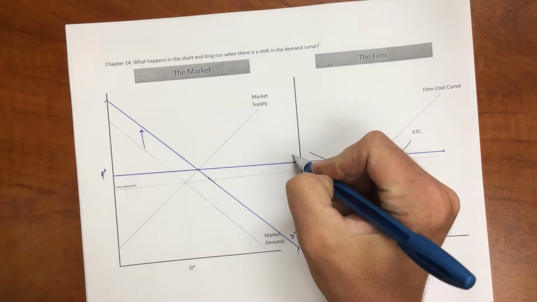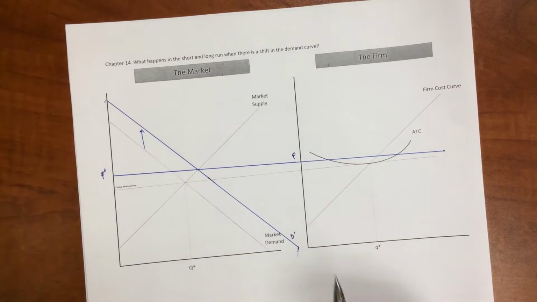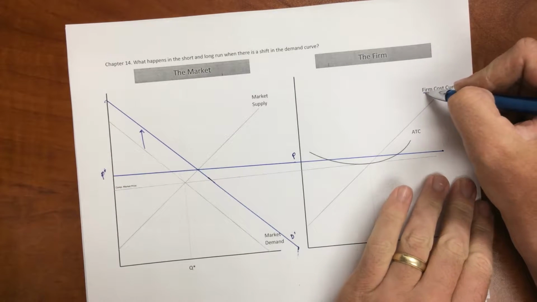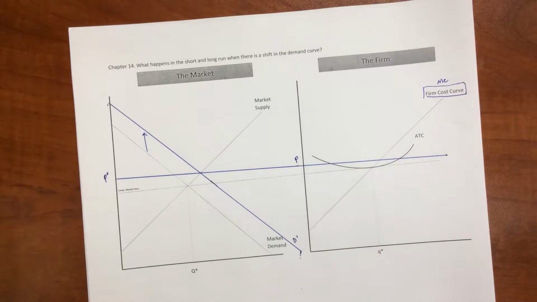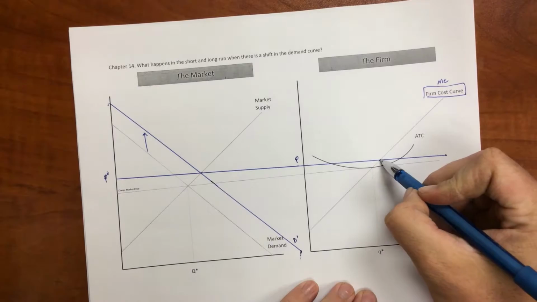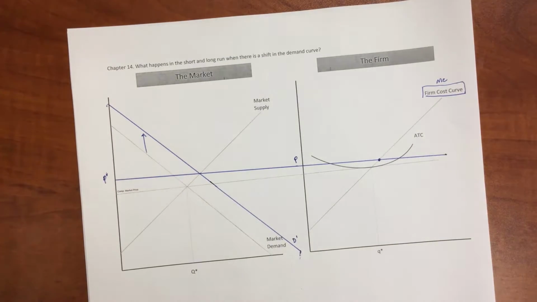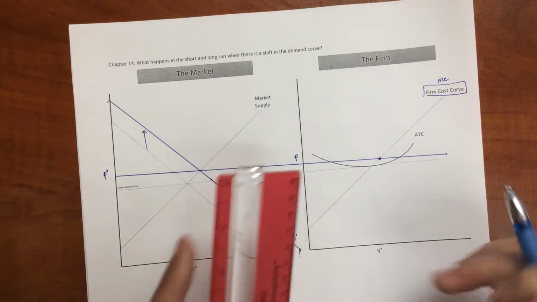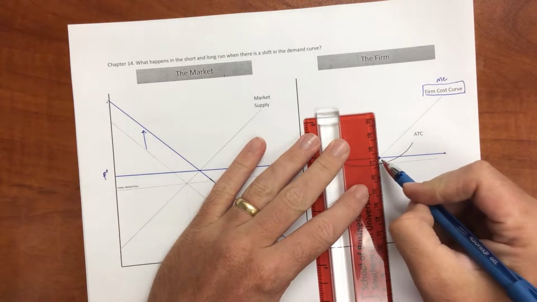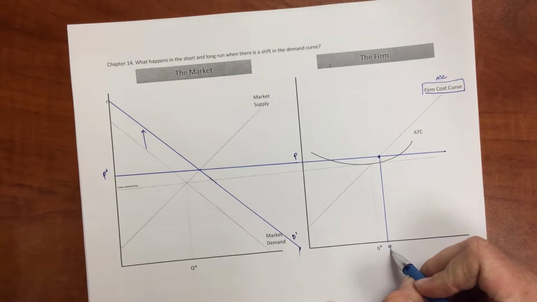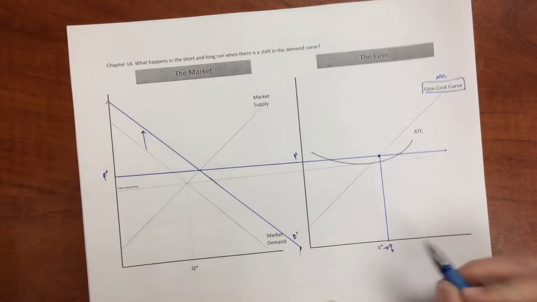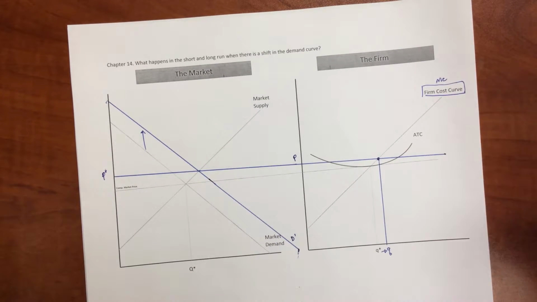So if this is now the price that the firm sees, the firm maximizes profits with the rule of setting price equal to marginal cost. So this is the firm's cost curve, that's the firm's marginal cost. This is the point that the firm sees with price, and that's the profit maximization point. And so they're going to set little q, they're going to increase the quantity that they're producing.